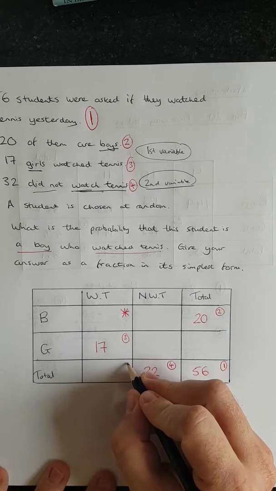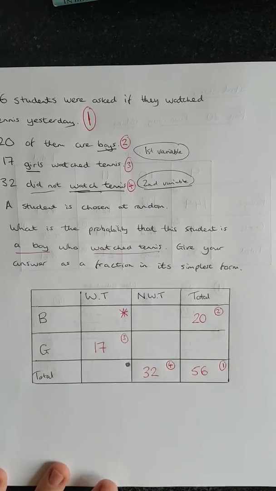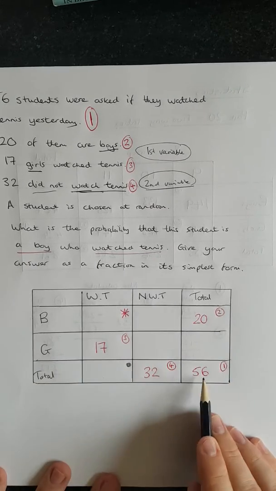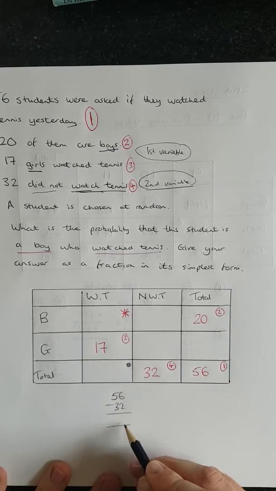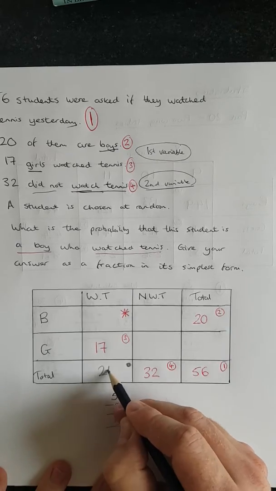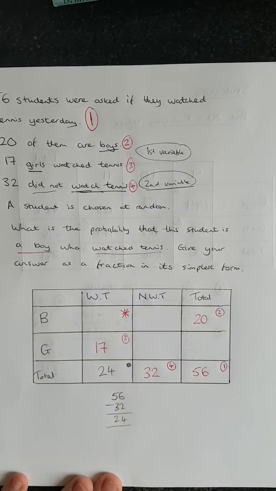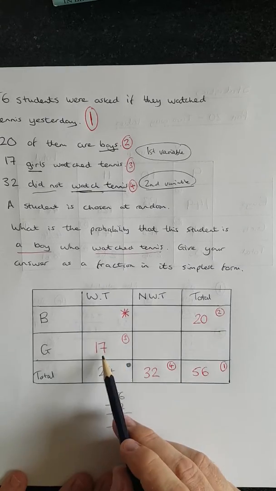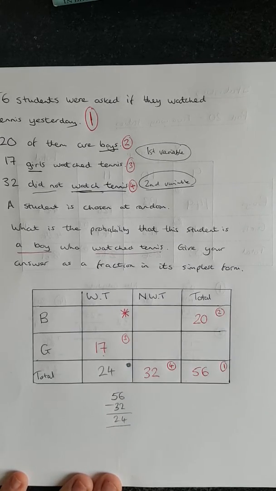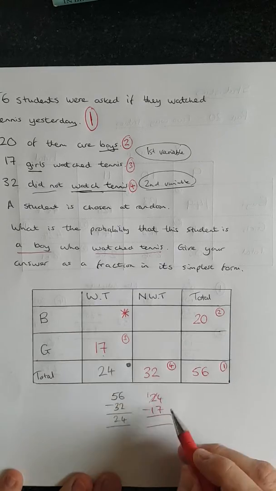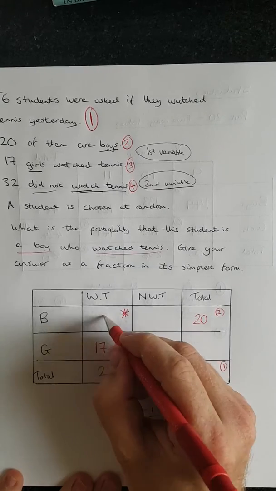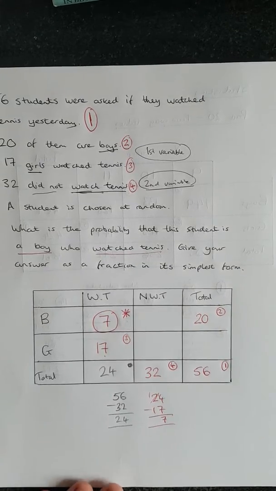Well, I think this one here is going to help us. This add this makes 56. So that gives me 24 in total who watched tennis. Now 17 of those were girls. So how many were boys? Well, that's going to be the leftover, which is 7. So 7 boys watch tennis.